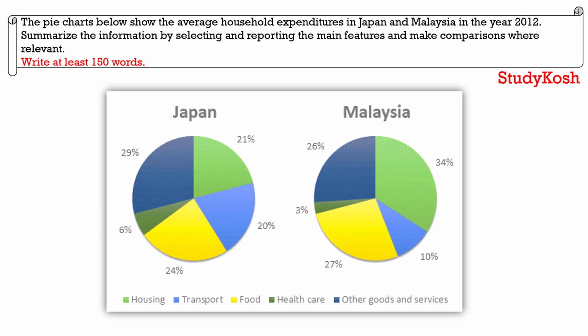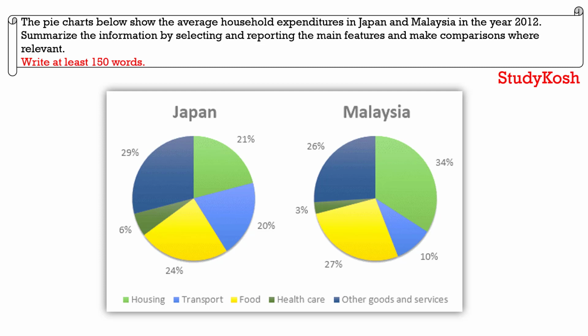housing. Now if we talk about the second pie chart, that is of the country Malaysia, the highest expense, that is in light green color. What was the category? The category is housing, 34%. And if we talk about food, the expenditure was 27% and thirdly on other goods and services.